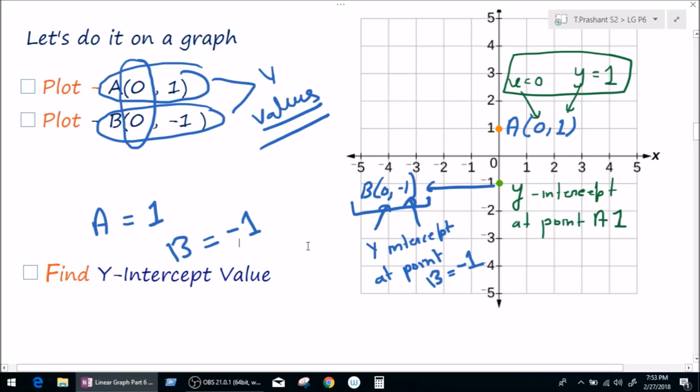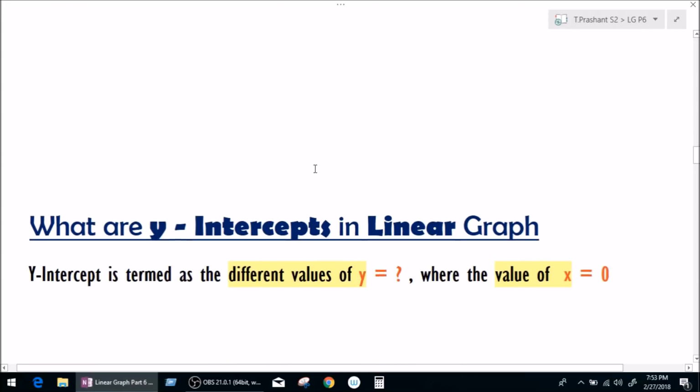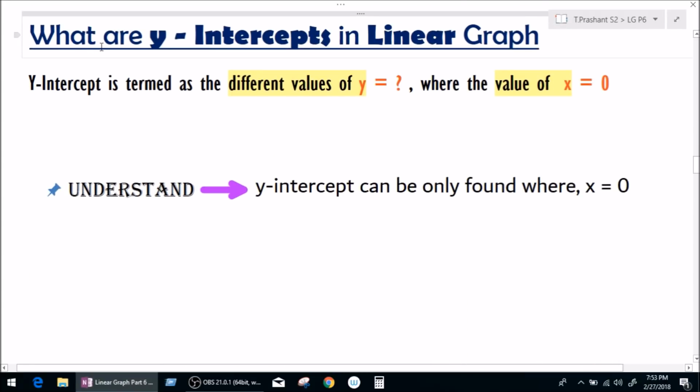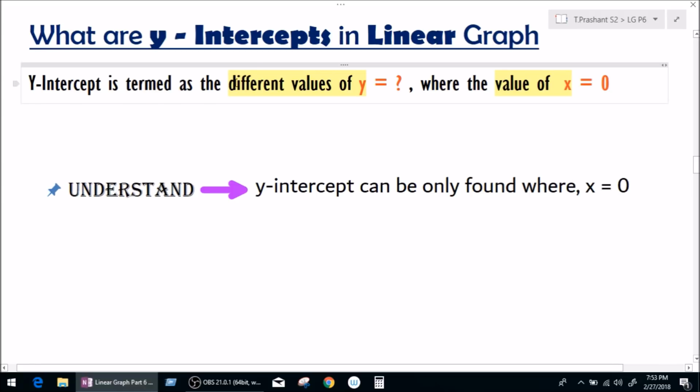Now let's study a little bit more about y-intercept. What are y-intercepts in a linear graph? Y-intercepts are termed as different values of y. Why did I say different values of y? Because if you want to find out all those coordinates on a graph which carry a value of y-intercept, you have to substitute y with different numbers paired with the value of x equals 0.